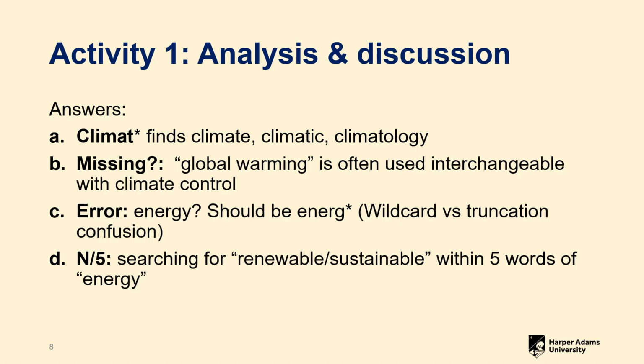And finally, let's talk about the N5 operator. This is telling the database to look for the words renewable and sustainable when they appear within 5 words of each other. It's a proximity search, and it's incredibly useful for finding more relevant, connected content rather than just any document that happens to contain both words somewhere.